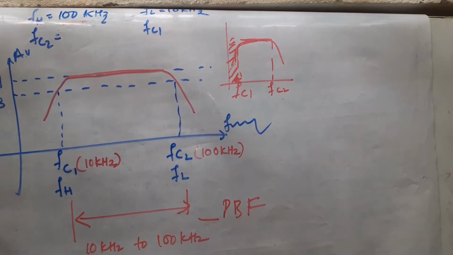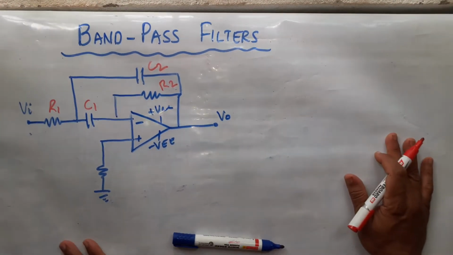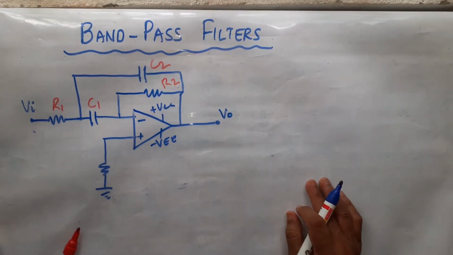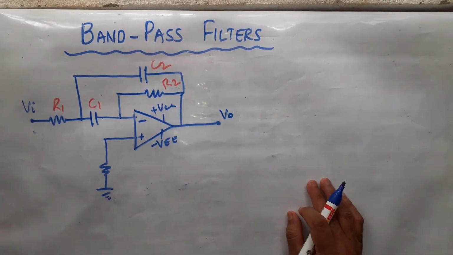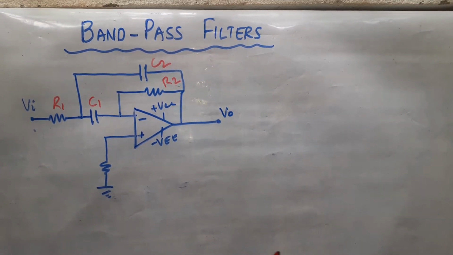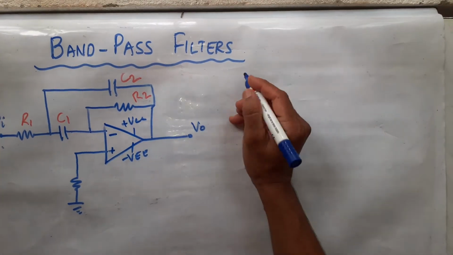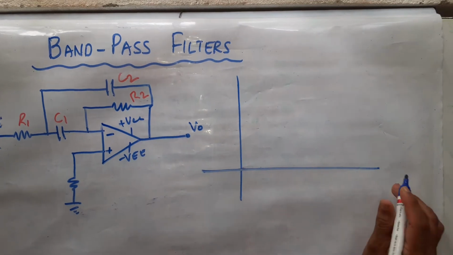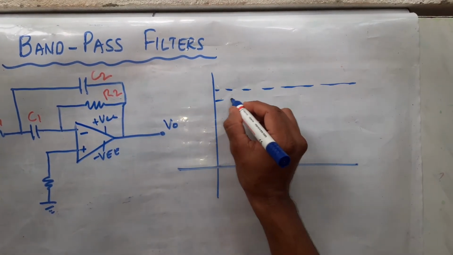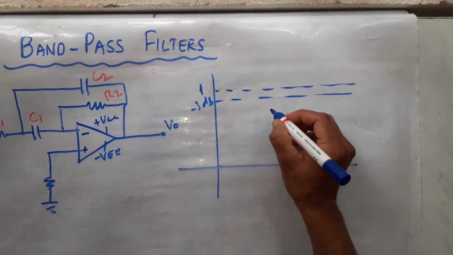So let us have a circuit diagram for this. This is your circuit diagram. So you have R1 C1, R2 C2. The frequency response is going to be like this. Minus 3 dB.